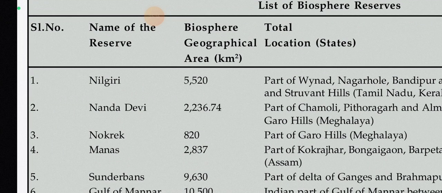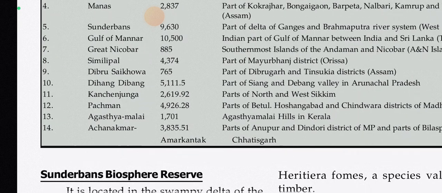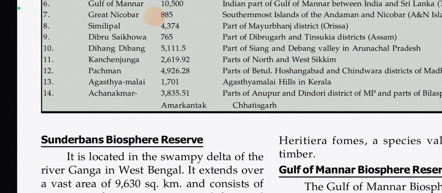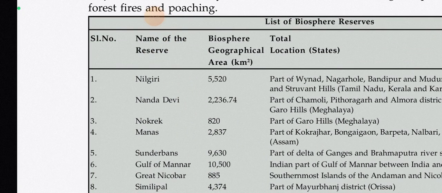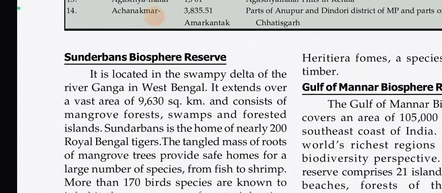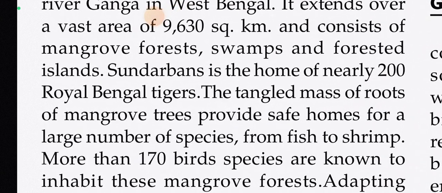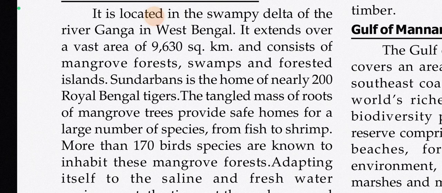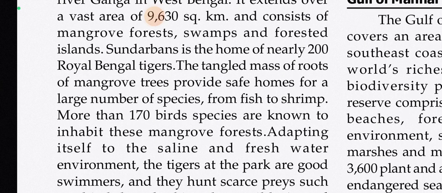So name of the reserve, their geographical area, list total लोकेशन तो स्टेट्स के अंदर दिया गया। तो इंडिया में 14 बायोस्फीयर रिजर्व्स है, इनमें से 4 यूनेस्को के द्वारा रिकॉग्नाइज किया गया है, जो कि हमने देखा नीलगिरी है, नंदा देवी है, सुंदरबन है और गल्फ ऑफ मन्नार है। नाउ सुंदरबन बायोस्फीयर रिजर्व इट इज लोकेटेड इन द स्वाम्पी delta of the river Ganga in West Bengal. It extends over a vast area of 9,630 square kilometer and consists of mangrove forest, swamps and forested islands.